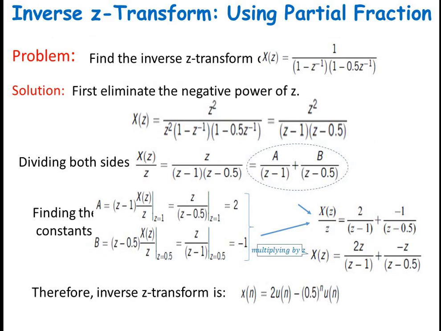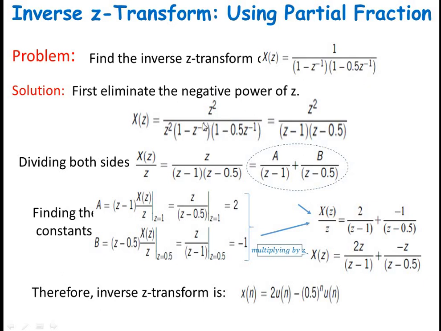So let us start with the numerical problems using the partial fraction method. Here we have a question: X of Z is 1 divided by (1 minus Z inverse) into (1 minus 0.5 Z inverse). The very first thing is we have to eliminate the negative power of Z. Here we have Z inverse and Z inverse, right? So we have to eliminate the negative powers of Z.